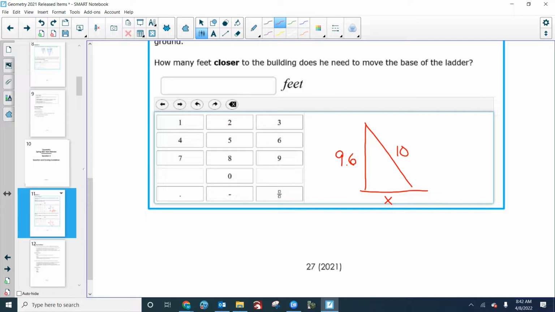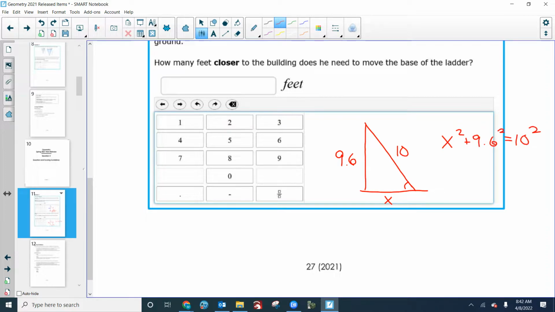By the way, you couldn't use 65 anymore, could you? Do you need an angle? No, you can use the Pythagorean theorem. Be careful that 10 is your hypotenuse. So that's a clever way for them to do trigonometry and the Pythagorean theorem in the same problem. X squared plus 9.6 squared equals 10 squared.